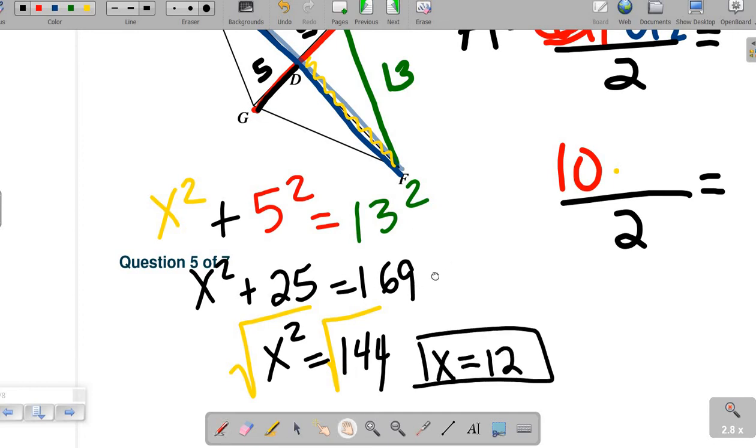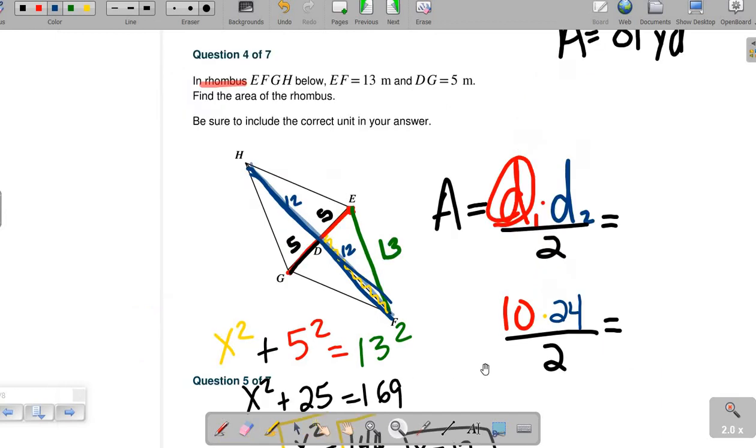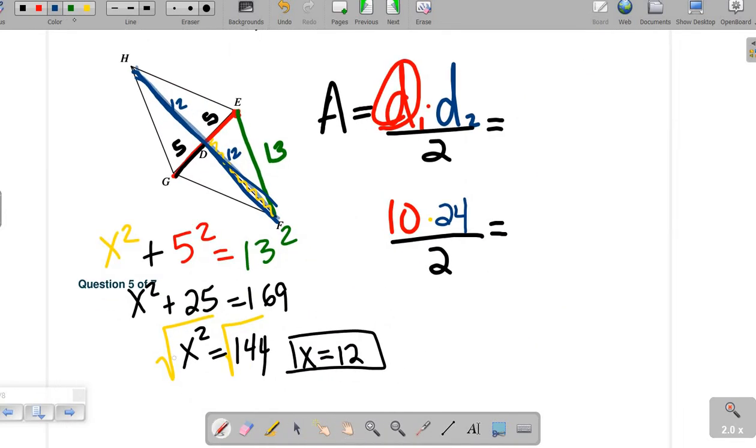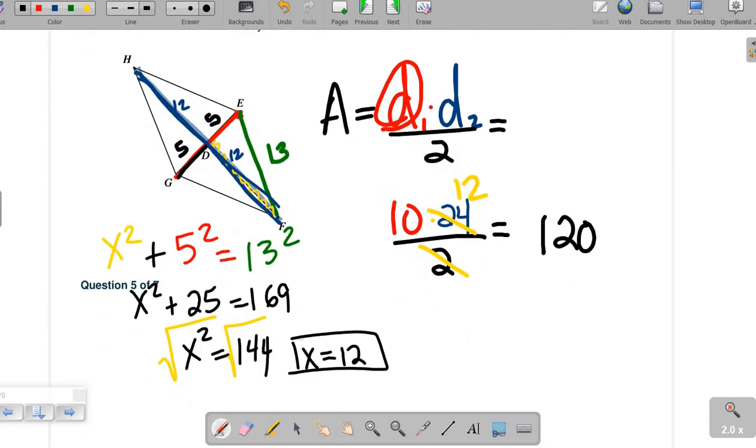Okay, keep in mind what you just found. You just found only half of your diagonal. So your total diagonal length is 24. So this is 10 times 24 over 2. I'm going to take the 2 and the 24 and get 12. So my final answer here is 120, check for units, meters squared.